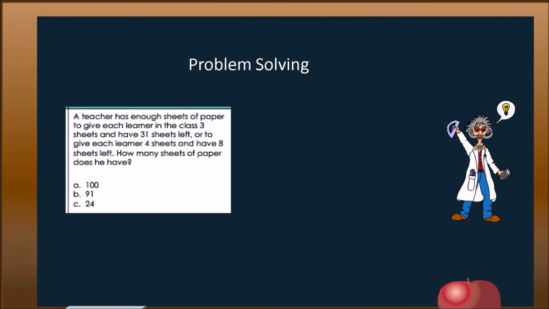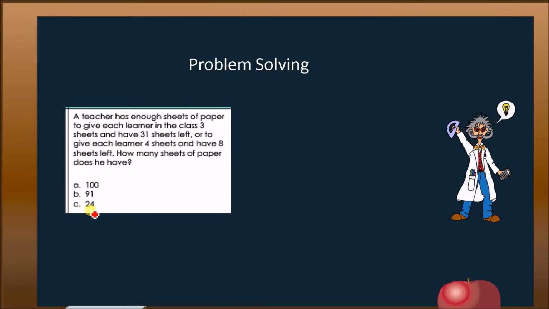Here is a bit of a brain teaser for you. The teacher has enough sheets of paper, and she's going to divide them between learners, and each learner is going to get 3, but when she does that, she's got 31 sheets left. Now we haven't got enough information, so we need some more. If she would give each learner 4, she would have 8 left. So how many sheets does she have?